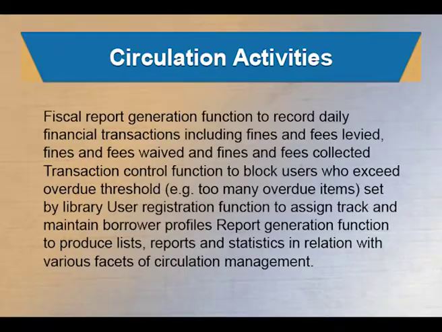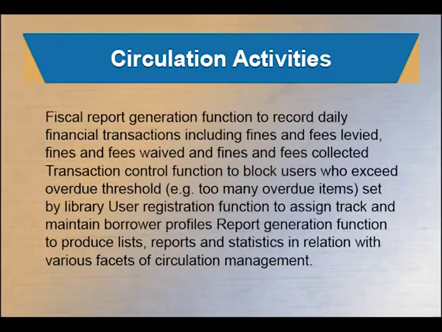Now fiscal report generation is another important activity for circulation. It is basically related to recording daily financial transactions, including fines and fees levied, fines and fees waived, and fines and fees collected. The transaction control function is sometimes also used to block users who exceed an overdue threshold, that means too many overdue items or too many fines generated by a particular borrower. Library automation software will automatically block that borrower from issuing items further.